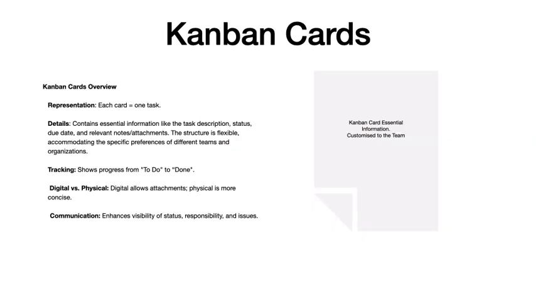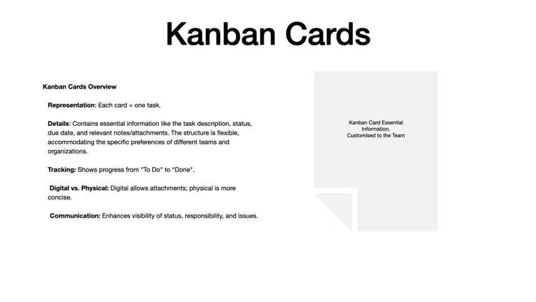A Kanban card is a tool used to represent a task or work item. It shows important details like what the task is, its current status, when it's due, and any useful notes or files. The main job of a Kanban card is to help track the progress of tasks as they move from the start, to do, through work in progress, to completion, done, on a Kanban board. With digital Kanban boards, you have the advantage of adding documents or links right on the card, making it easy to find everything you need quickly.